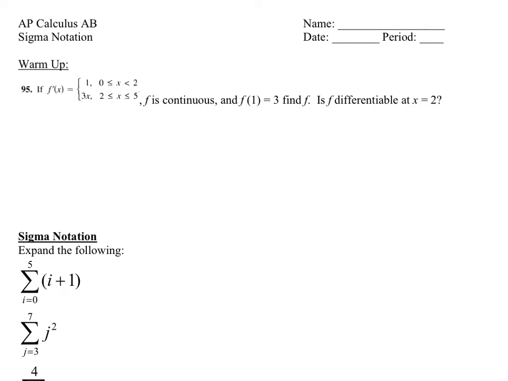Now, how do we know if a function is differentiable? First, we need to have continuity. If the limit on the left equals the limit on the right, it's continuous. But does continuity always determine whether it's differentiable? No. When could it be continuous but not differentiable? A sharp change in direction. So it has to be continuous and also smooth.